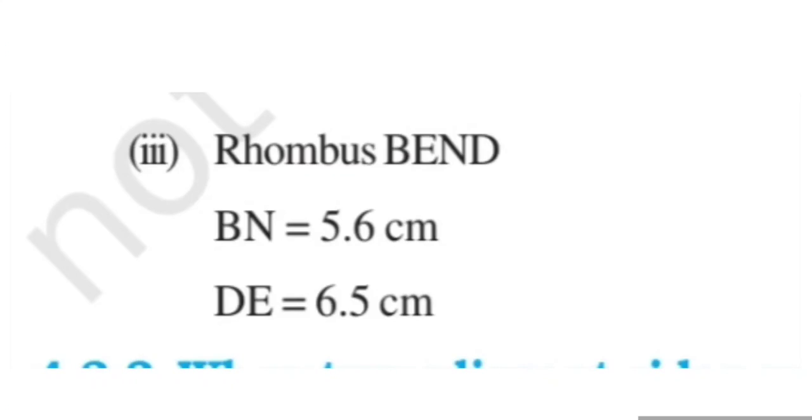Now see the third one, rhombus BEND. Here BN is equal to 5.6 centimeter and DE is equal to 6.5 centimeter. So let's see the steps.